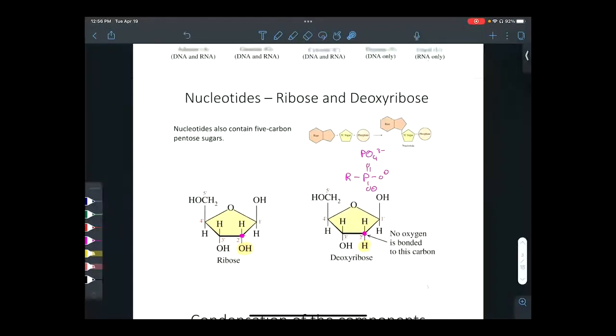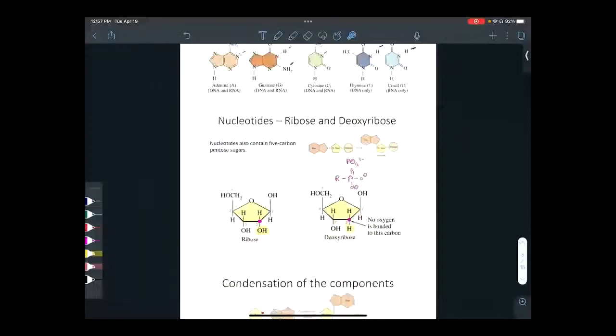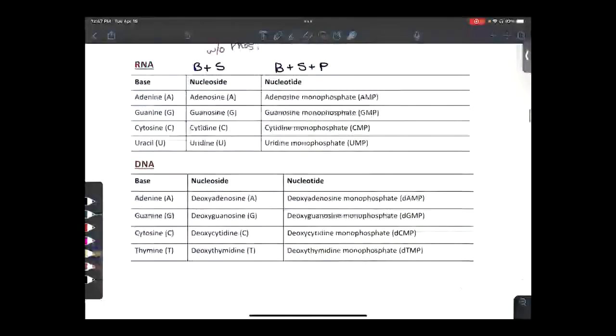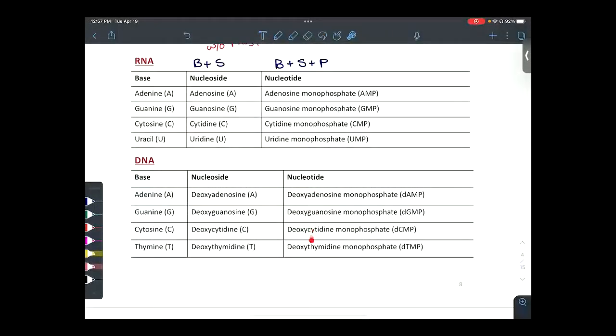All right, and so that's where we get the names of RNA and DNA. Ribonucleic acid has the ribose sugar as its component. Deoxyribose is found in DNA. So that's the big difference there. So you see all of the nucleotides found in DNA have that deoxy prefix on those names because we use the deoxy sugar, the deoxyribose in DNA, versus in RNA, we use the regular ribose sugar.